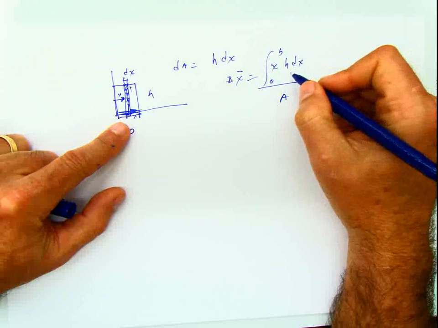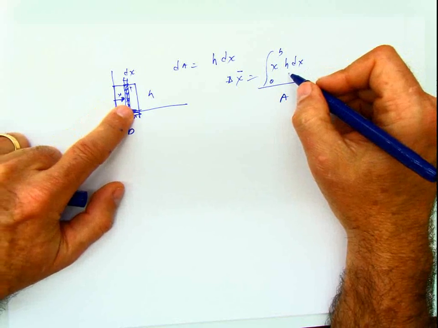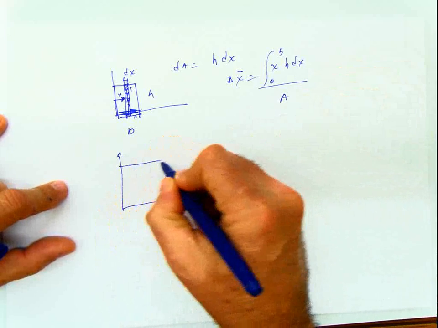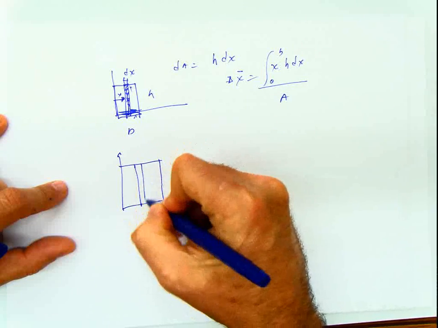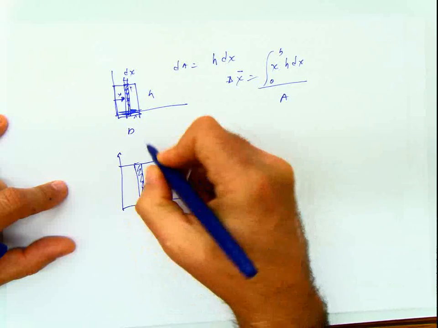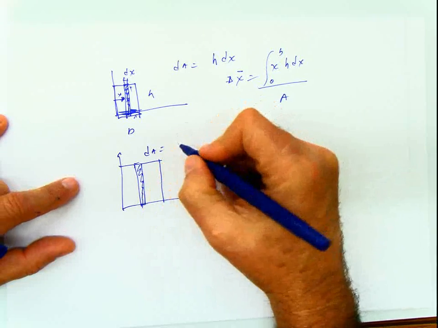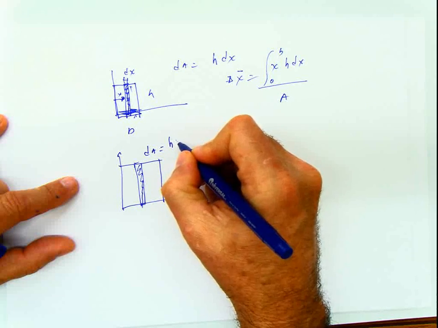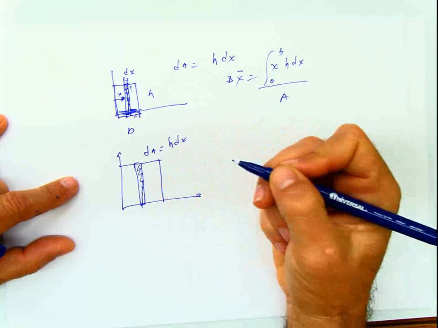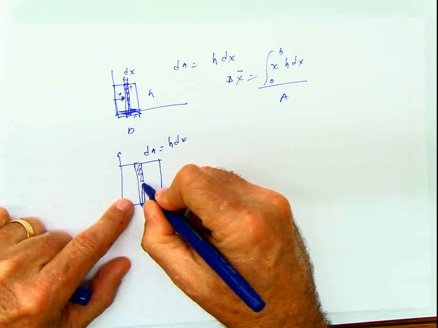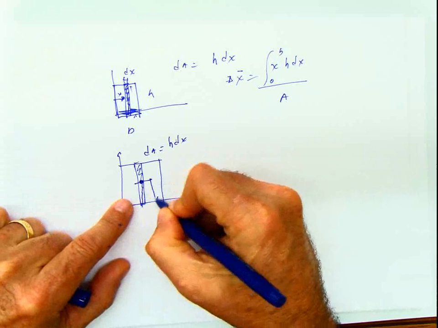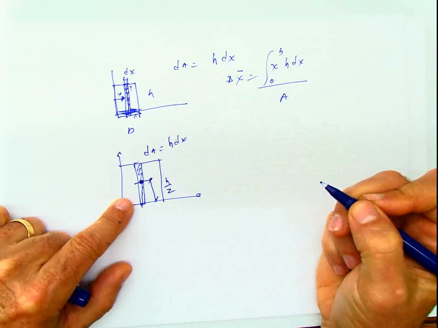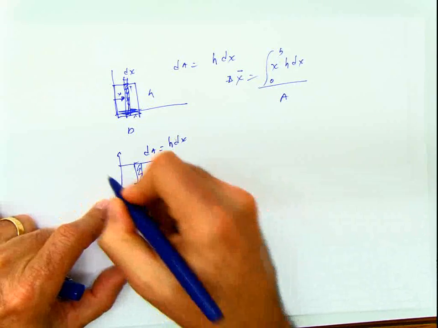This is what we did before, but if I want to use the same differential of area for measuring y, then what I have to do is just this. This is my differential of area. The differential of area is h dx, the same one. But the centroid of this strip, once again, is here. So this distance is h divided by 2. And remember, this is b and this is h.